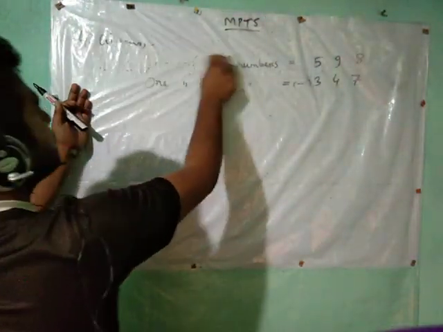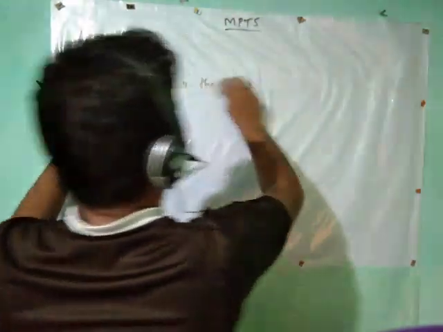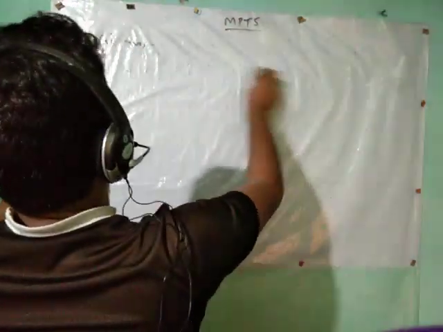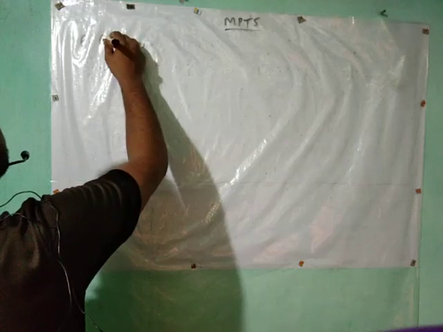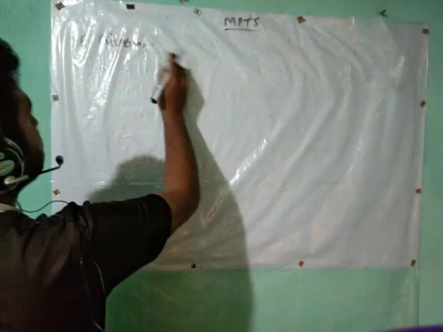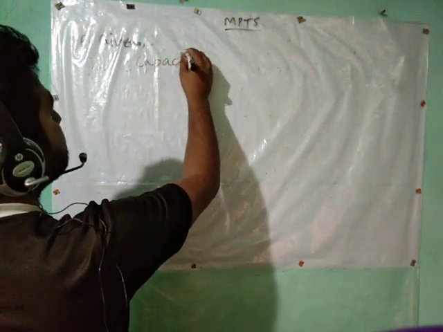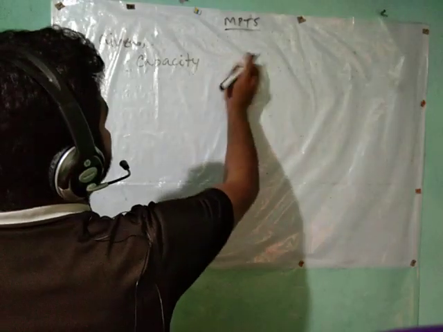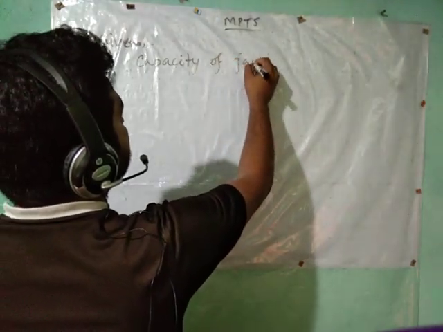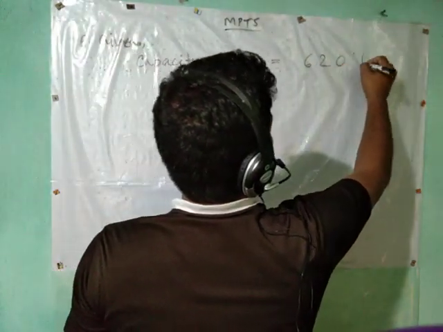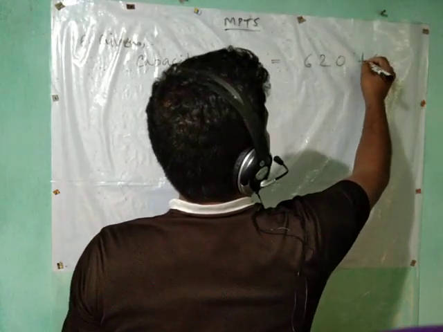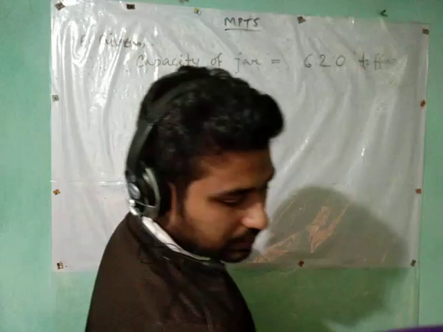I hope you have understood this question very well. Again in question number 5, what is given? The capacity of the jar. Since you already know it is a problem of subtraction, the larger one you have to write first. So write down the capacity of the jar: 620 toffees. You have to write this, otherwise they will not understand.